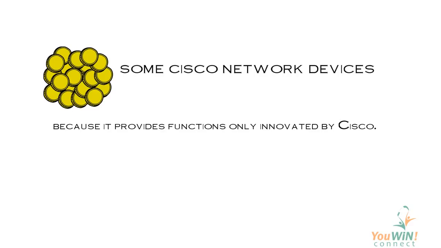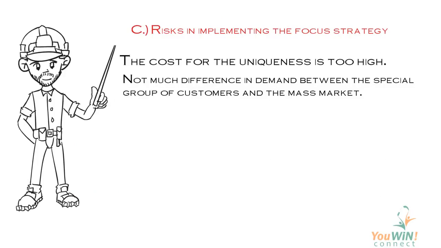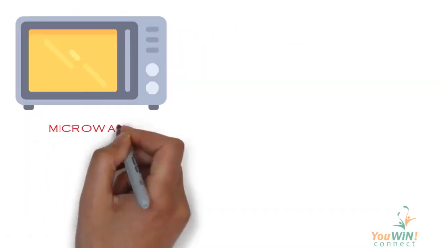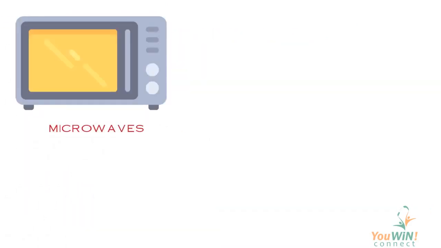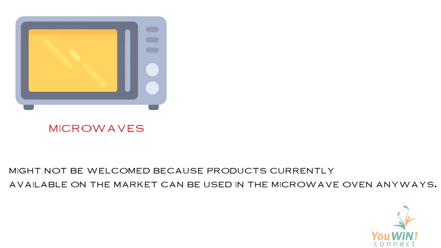Another risk in implementing focus strategy is the not much difference in demand between the special group of customers and the mass market. An example of this is the ceramic kitchenware for microwaves, which is targeting rich families with microwave ovens. This might not be welcome because products currently available on the market can be used in the microwave ovens anyway. And this honestly doesn't make it that much different in terms of the demand for that product.